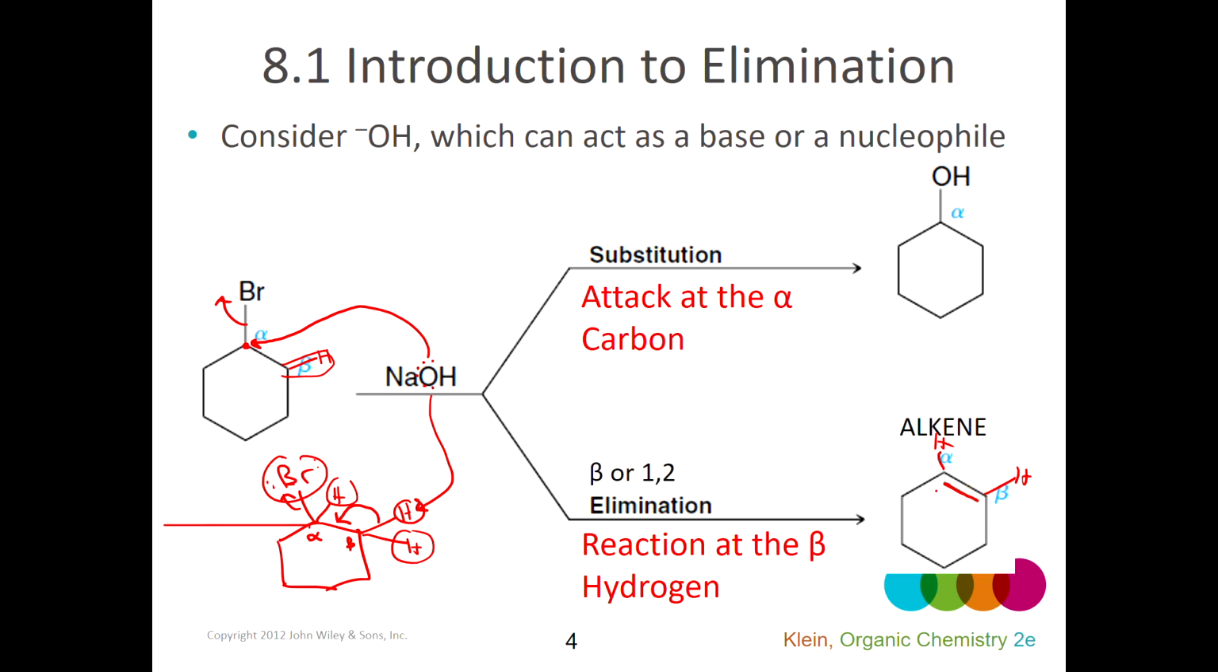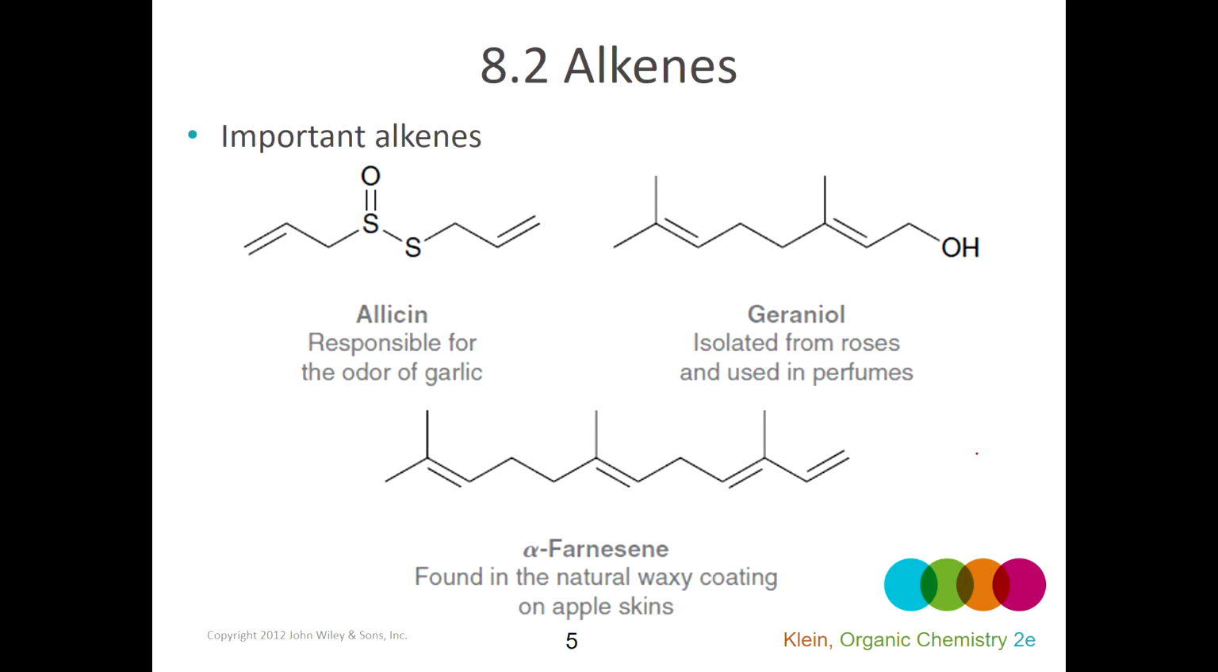So we're forming a hydrocarbon that's no longer saturated with hydrogens. So it's not an alkane, it's an alkene. Anytime I've got a double bond in my parent chain, it's called an alkene. Before we get into the reaction in detail, I want to talk a little bit about alkenes in general. I'm going to skip through these slides. You can just look at them.